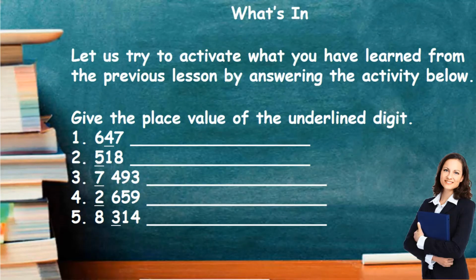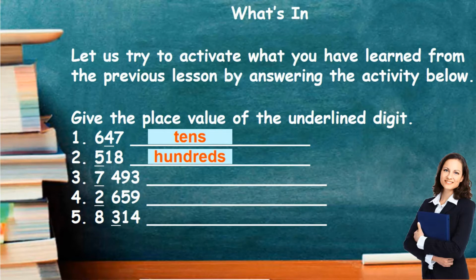Let's go to what's in. Let us try to activate what you have learned from the previous lesson by answering the activity below. Give the place value of the underlined digit. Number 1. 647. The underlined digit is 4. The place value of 4 in 647 is tens. Number 2. 518. The underlined digit in 518 is 5. The place value of 5 in 518 is hundreds.